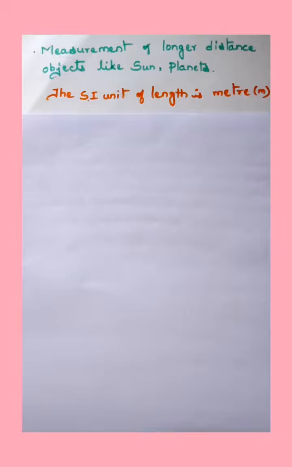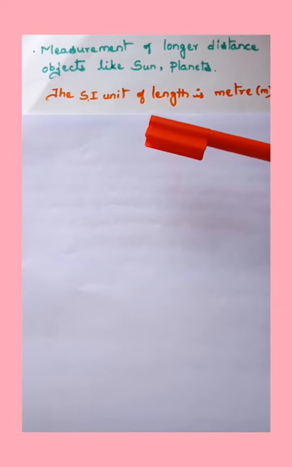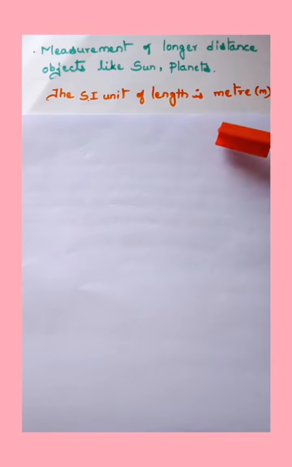Okay. Next it's given about measurement of longer distance objects like sun and planets. So we'll see about those longer distances. Before that, the SI unit of length is meter. It is written as m. Be careful with this spelling. M-E-T-R-E is for the length. M-E-T-E-R, if you write, that is for potentiometer, lactometer, all those instruments, it comes ER. For length, M-E-T-R-E.